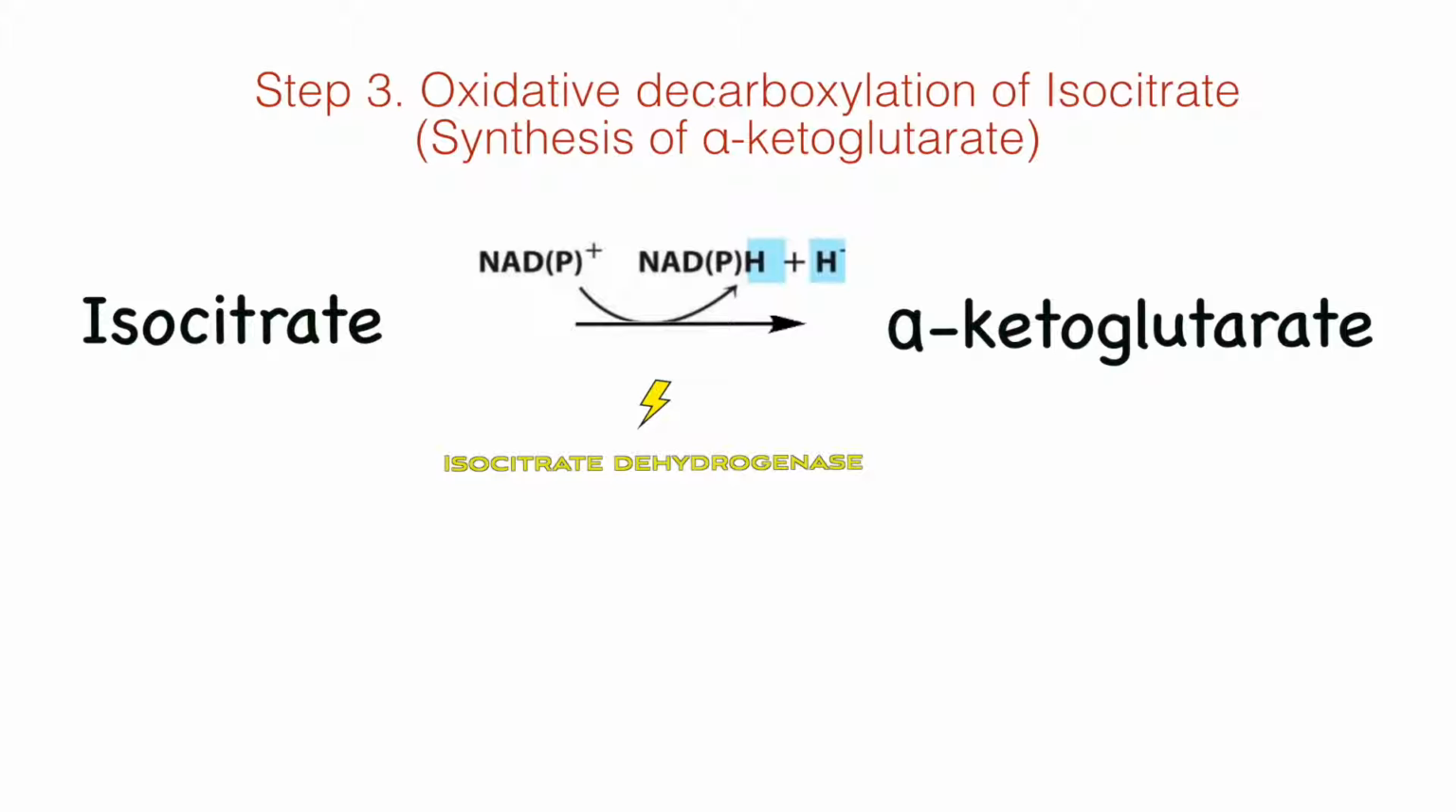As we go back to the cycle, we see that the resulting alpha-ketoglutarate from the oxidation of isocitrate is a 5-carbon molecule, and since it came from the 6-carbon compound of isocitrate, in this reaction, 1-carbon molecule is lost and forms a carbon dioxide molecule.